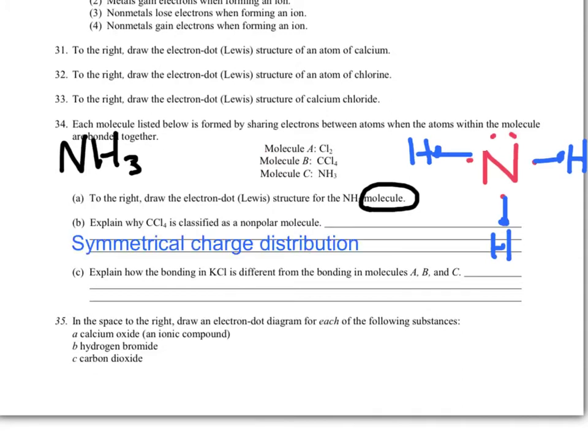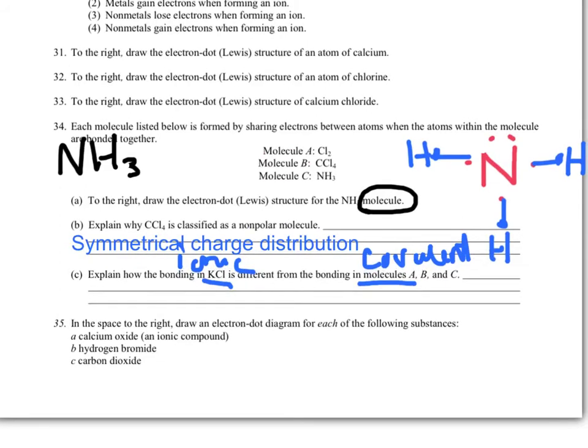Question number 34c, or a similar one like it, will be tested on your bonding exam. It asks, explain how the bonding of potassium chloride is different than the bonding of the molecules of A, B, and C. Here they give us the key word molecules. Molecules means covalent. Now potassium chloride contains potassium, a metal, and chlorine, a nonmetal. It is ionic. So here, the biggest difference is potassium chloride has ionic bonds, while the molecules have covalent.